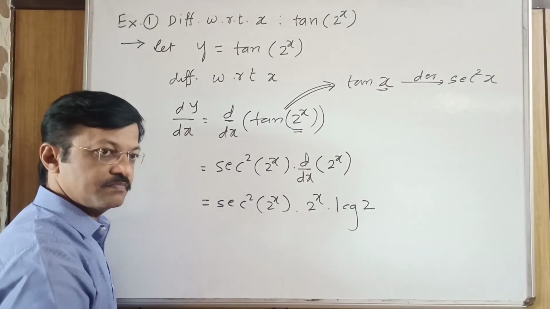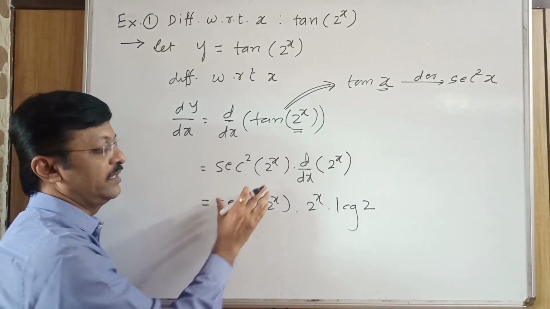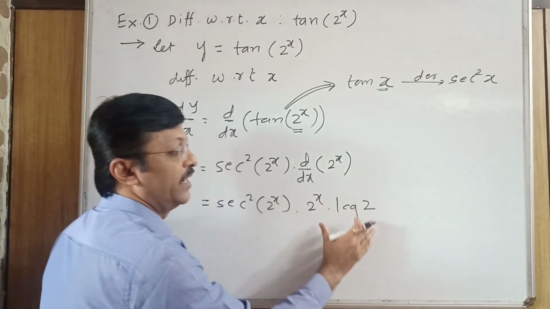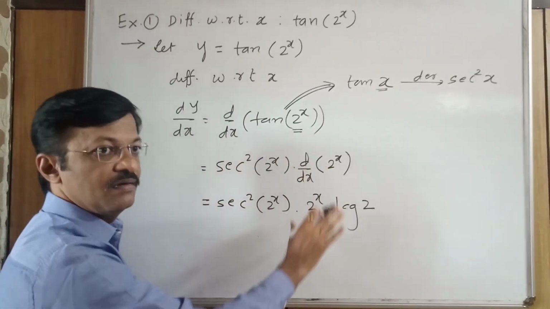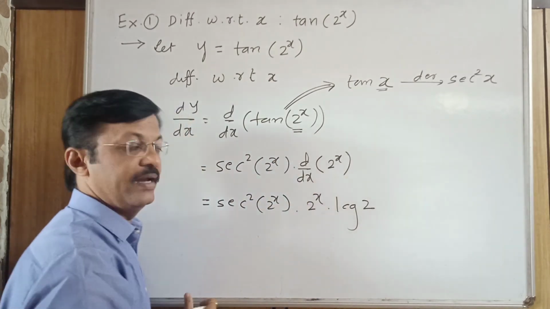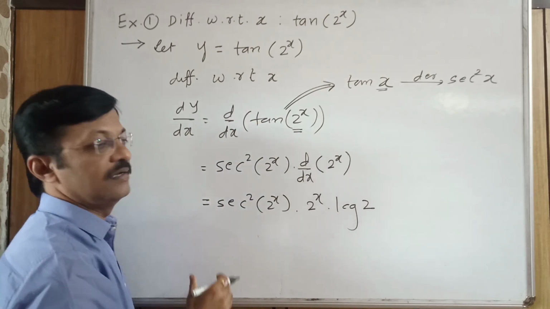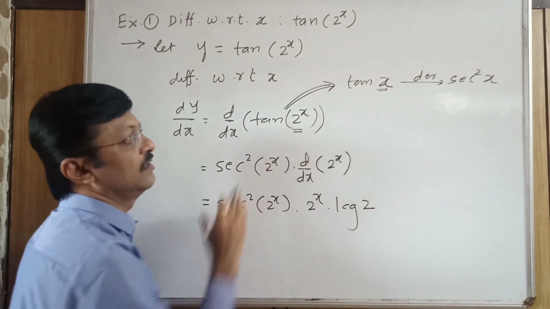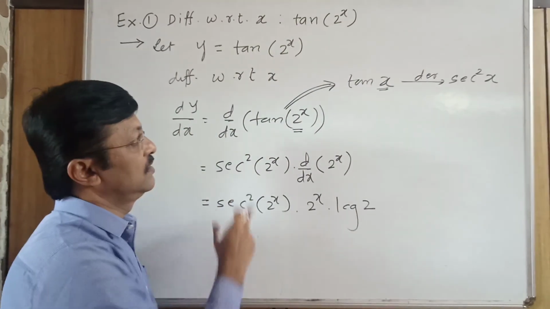This is it. Earlier we used to write this answer as dy by du, and this was du by dx. Then they were multiplied to get dy by dx. But here we have not bothered about taking u's and then multiplying dy by du and du by dx. We found this directly. You have to understand this technique, and for that we have to see some more examples.